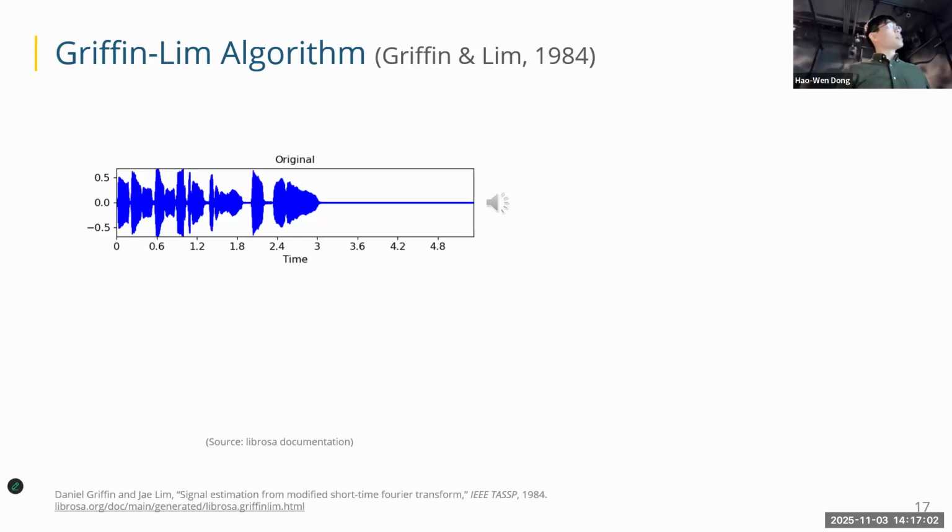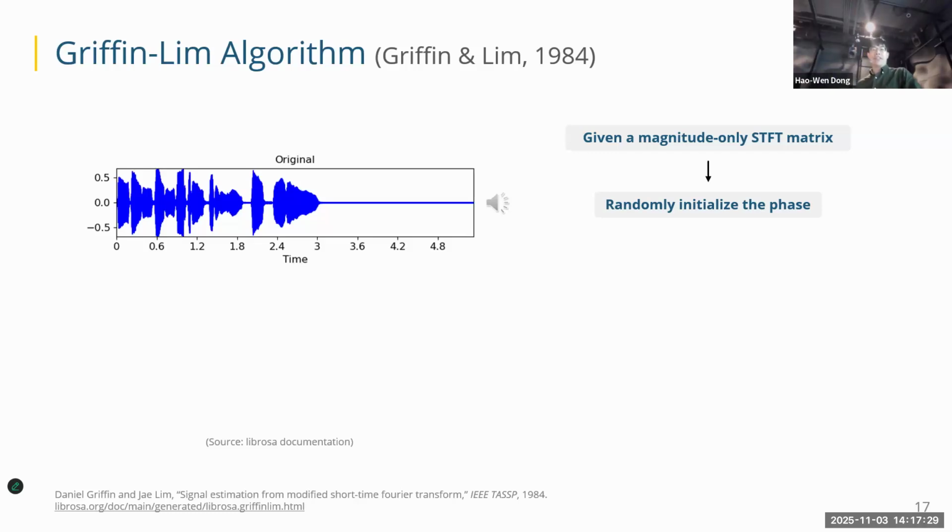Cool. So the same signal that we have, this Griffin-Lim algorithm works like this. Given a magnitude-only STFT matrix, so imagine that you have this signal, but you don't have the phase information. You only have the magnitude-only STFT matrix. You just randomly initialize the phase. And then you do this.